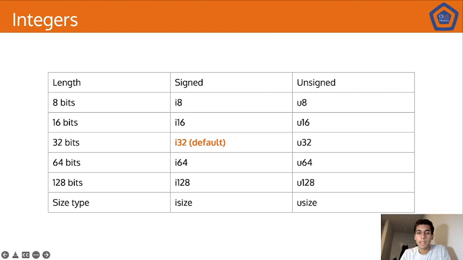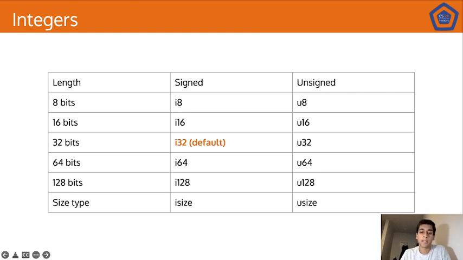So Rust has 12 different types of integers. You got 2 different types, signed and unsigned. And then for each of those, you got different lengths of integers. So you got 8 bits, 16 bits, 32 bits, 64, and 128. And signed and unsigned versions of those.